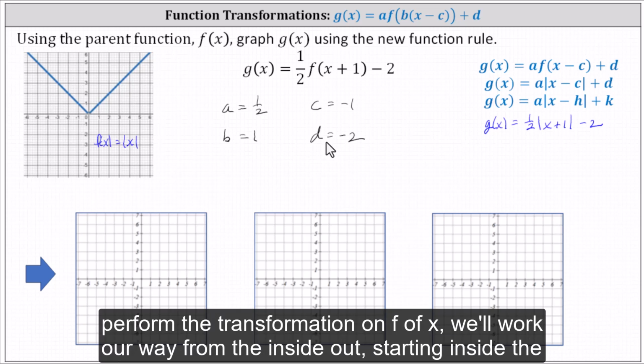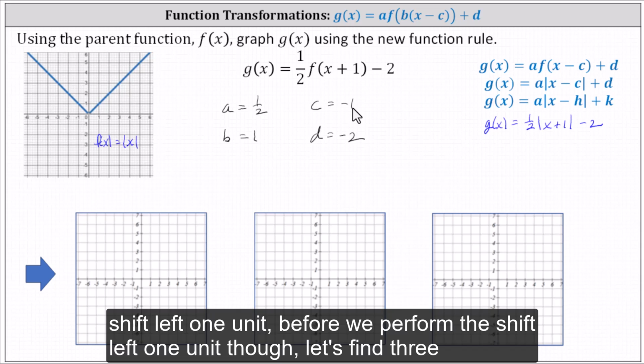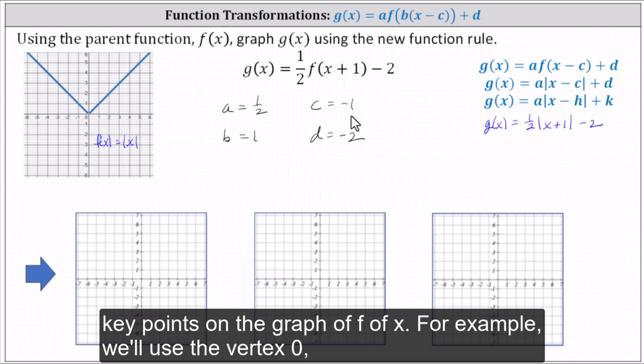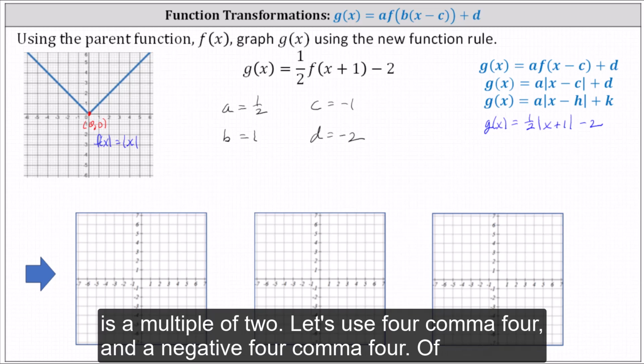To perform the transformation on f(x), we'll work our way from the inside out. Starting inside the parentheses, we have the x + 1, which indicates c = -1. Again, this indicates a shift left 1 unit. Before we perform the shift left 1 unit, though, let's find 3 key points on the graph of f(x). For example, we'll use the vertex (0, 0), and then because a = 1/2, we'll select 2 other points where the function value or y value is a multiple of 2.